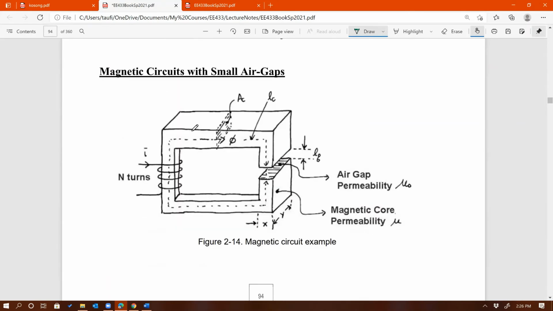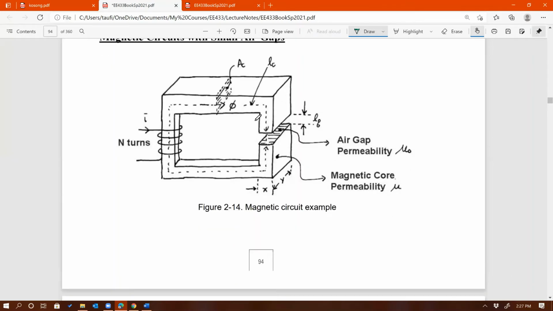Now the next topic right here is introducing air gap. I believe you also covered this in 255. So you have a core with an air gap. And I'm not sure if you covered the practical use of air gap, as well as why you need to learn about magnetic cores with air gaps. If you didn't, then we'll cover it here. So we'll do that next.